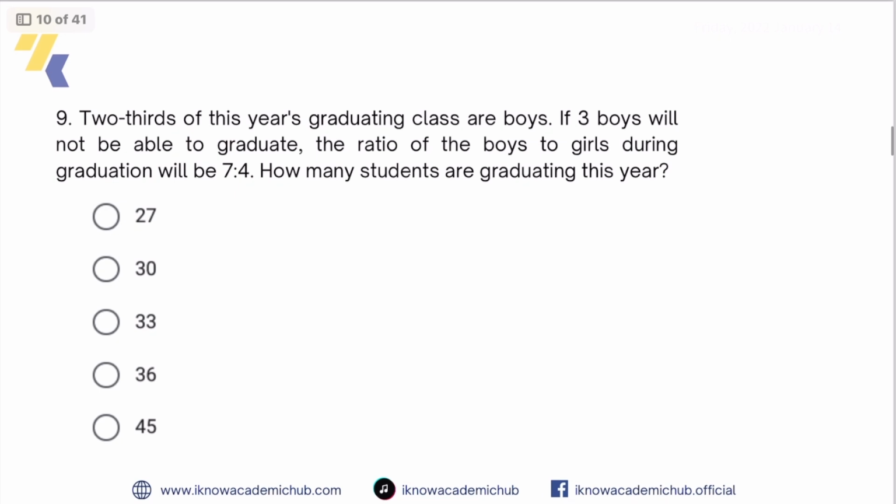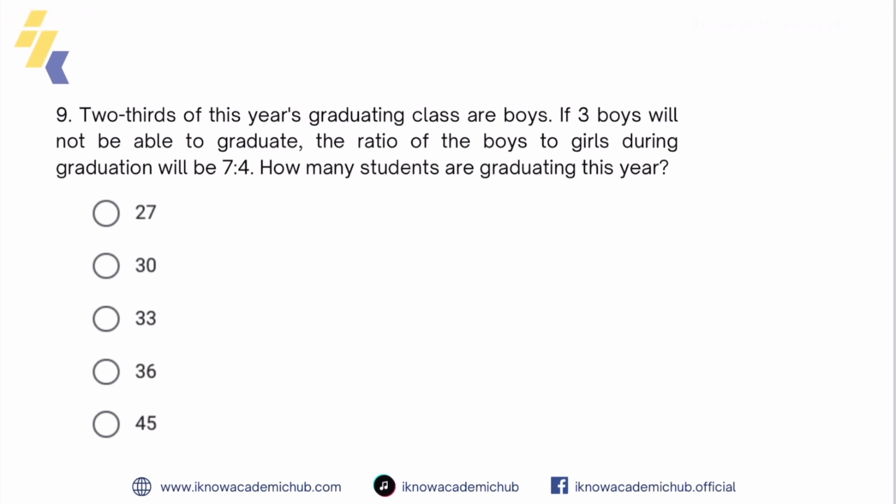Okay, let's proceed to the next number. 2/3 of this year's graduating class are boys. If 3 boys will not be able to graduate, the ratio of the boys to girls during graduation will be 7:4. How many students are graduating this year?